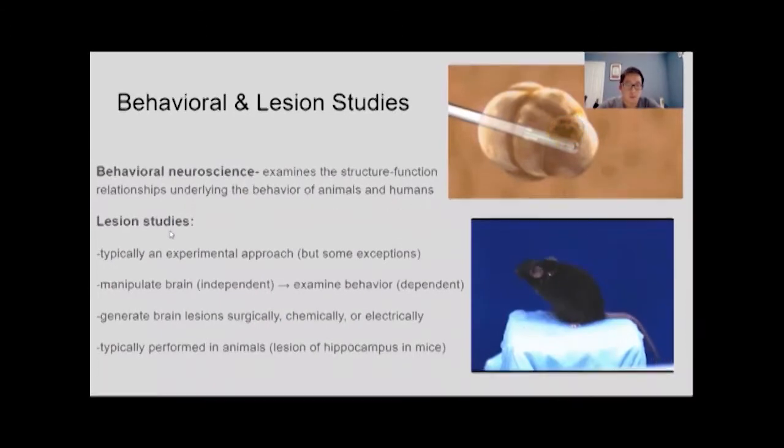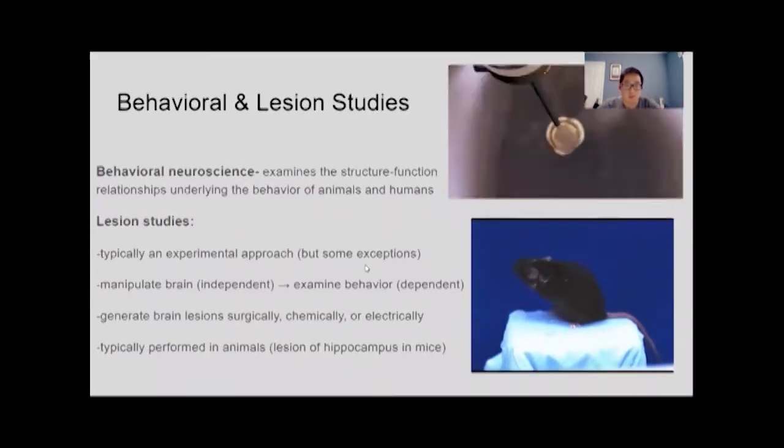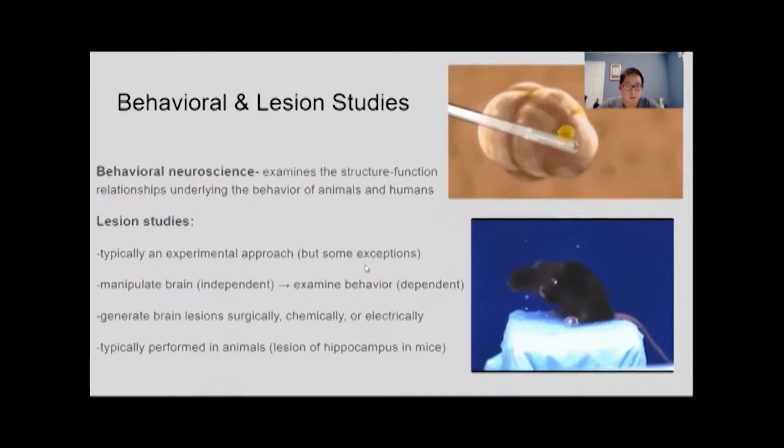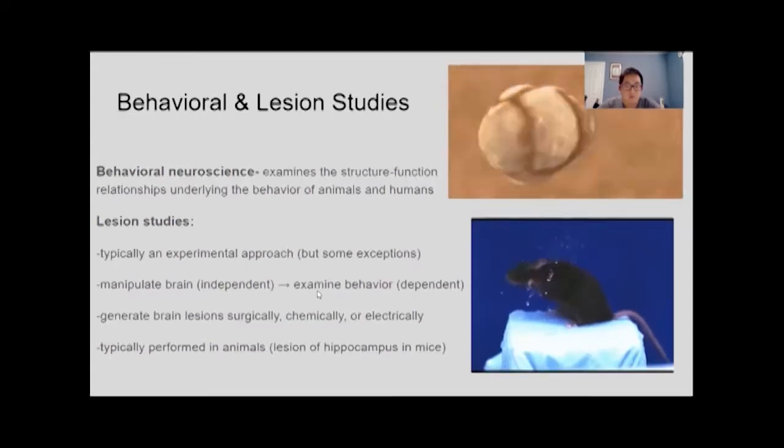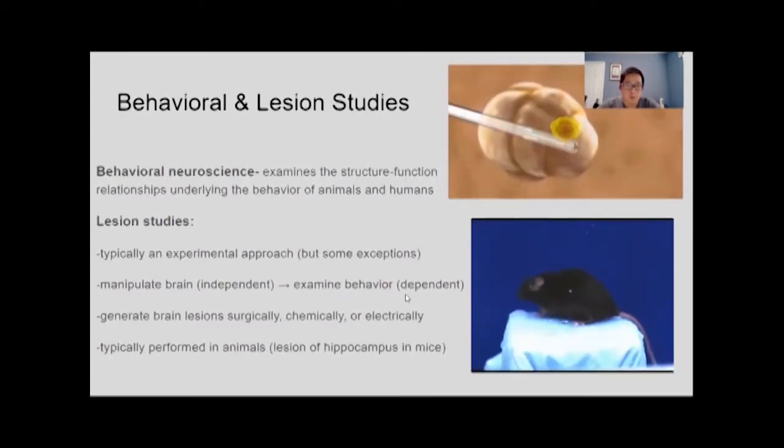And lesion studies are typically a type of experimental approach that can be used to study the brain, but there are occasional exceptions when lesion studies are not experimental, like the case study of Phineas Gage. In experimental studies, like lesion studies, any manipulations of the brain can be considered independent variables, and the effects that these manipulations of the brain have on behavior are the dependent variables.